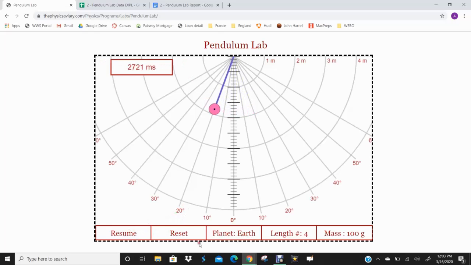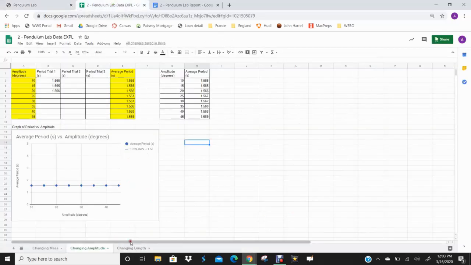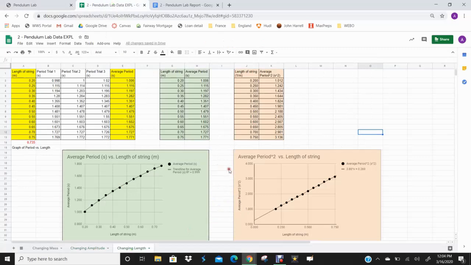2.7. Okay, so you can see that changing the angle or the amplitude also does not change the period here. Now moving on to the last one here, and just ignore the orange stuff over here for just a second. Let's just talk about the green.